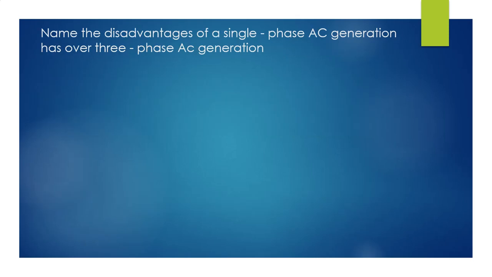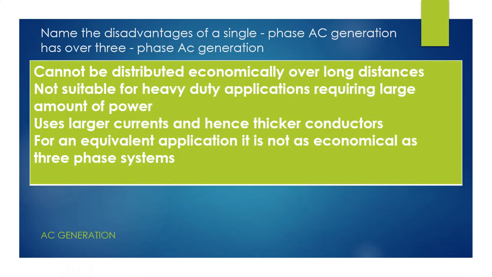Name the disadvantages that single-phase AC generation has over three-phase AC generation. It cannot be distributed economically over long distances, is not suitable for heavy-duty applications requiring large amounts of power, and uses larger currents and hence thicker conductors. For an equivalent application, it is not as economical as three-phase systems.